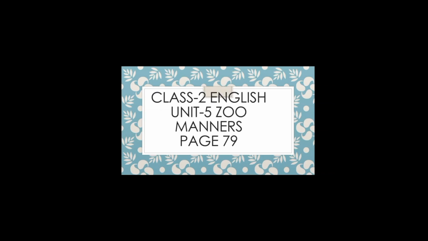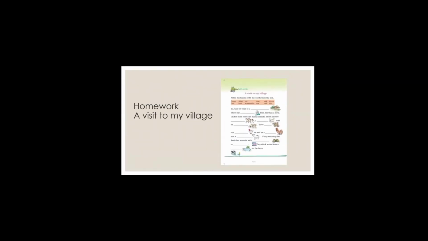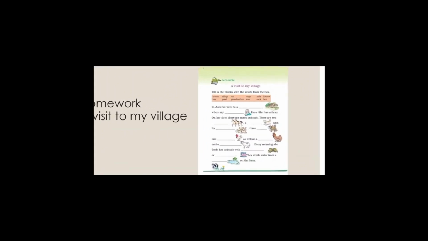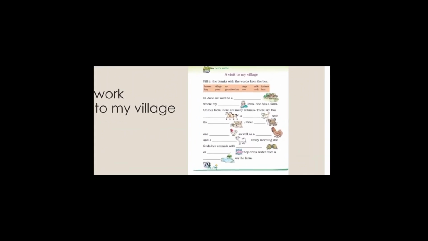Unit 5, Zoo Manners, page 79. This is the continuation of the same lesson, Zoo Manners. Page 79 is going to be your homework, which you have to do by yourselves at home. All right? This is the page, A Visit to My Village. The question is, fill in the blanks with the words from the box.